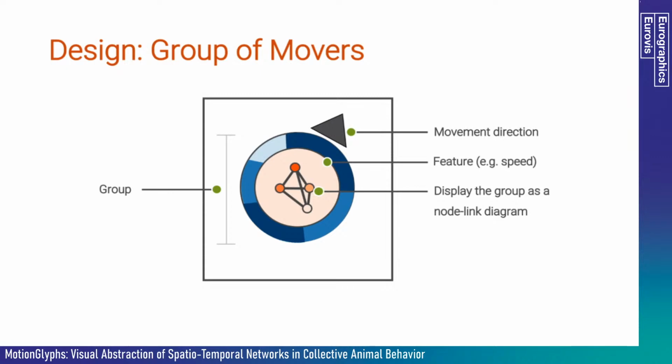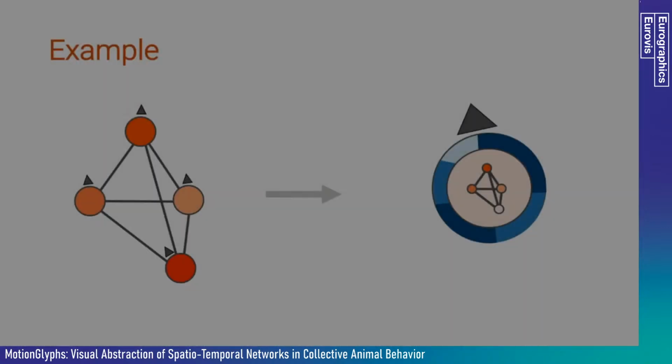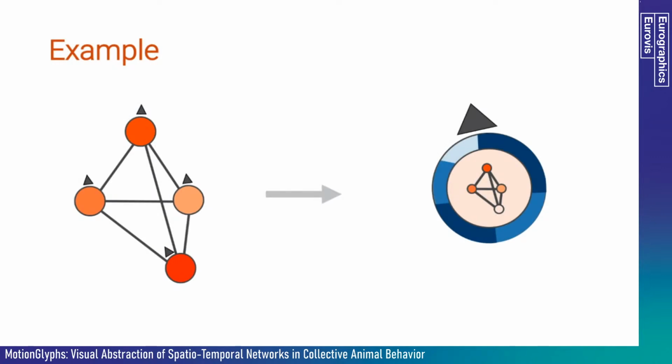The background color of the inner circle displays also the average attribute of a group, for example, the average speed. The node link diagram in the center of the glyph is also colored and encodes attribute information, for example, the speed of an individual mover. The outer ring of the cluster glyph again displays all abstracted links to all other glyphs. The size of the cluster glyph is mapped to the number of movers in the group. For example, again, the cluster glyph of a group of 4 movers looks like this.